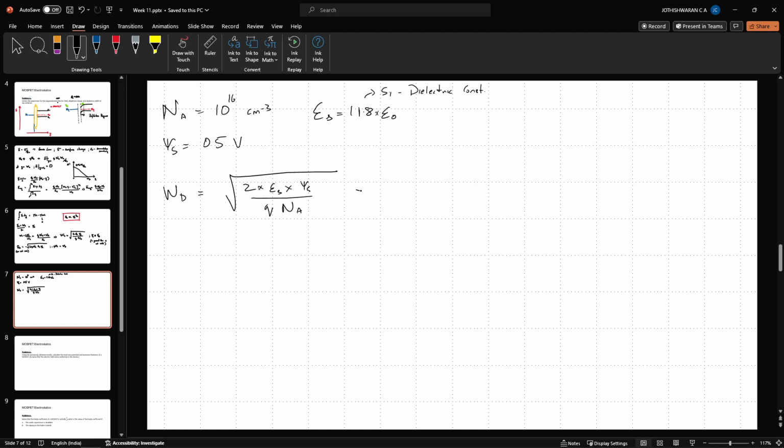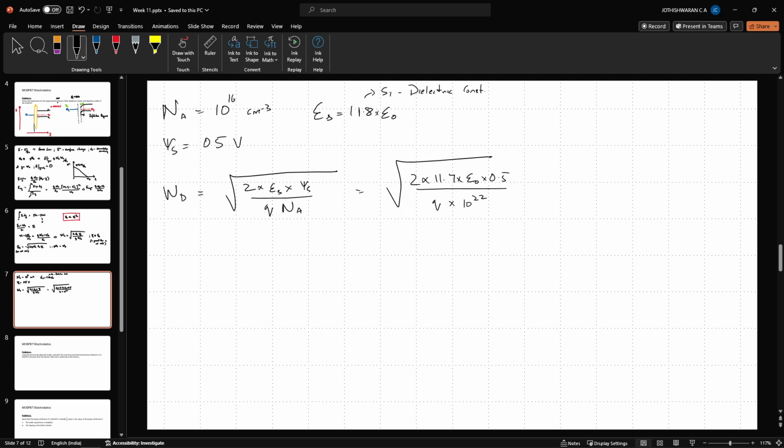So this is going to be 0.7 into epsilon naught into 0.5 divided by Q into. Now here, what should be remembered is, since I'm taking all these units in the SI form, this per cubic centimeter should also become per cubic meter. So that will give me a factor of 10 to the power 6. So over here, this will come out to be 10 to the power 22. Please don't take it as 10 to the power 16.